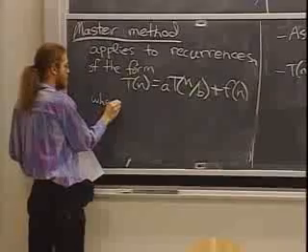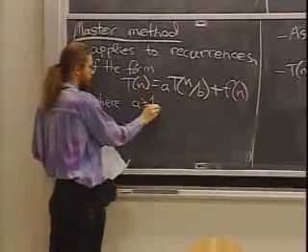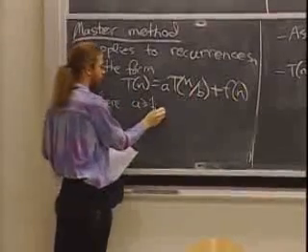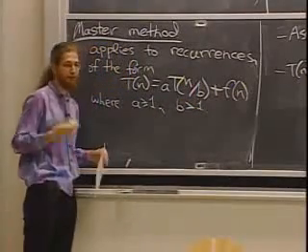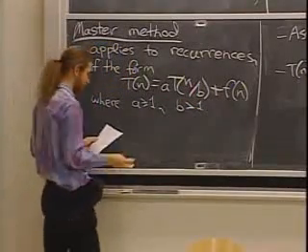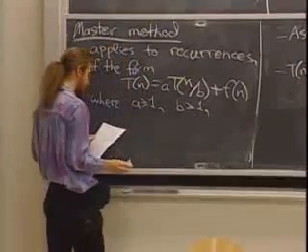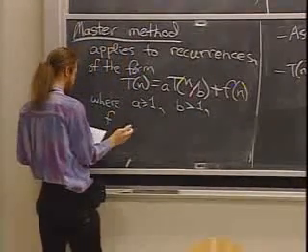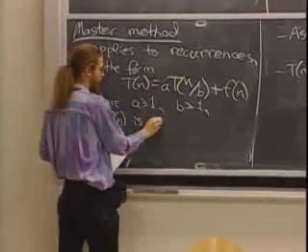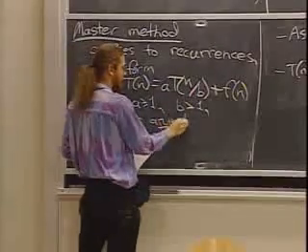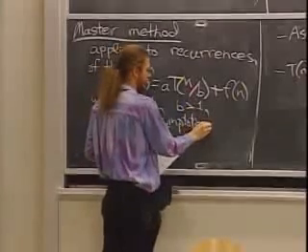A few constraints. a should be at least 1. You should have at least 1 recursion. b should be strictly greater than 1. You better make the problem smaller or else it's going to be infinity. And f should have some nice property. f of n should be asymptotically positive.